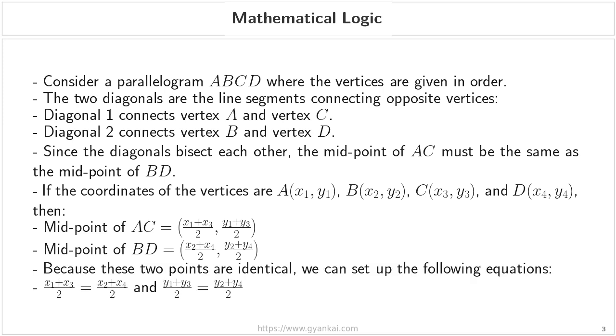Since we have established that these two midpoints are actually the same point, we can set these expressions equal to each other. This gives us two very useful equations. x₁ plus x₃, all divided by 2, equals x₂ plus x₄, all divided by 2. And likewise, y₁ plus y₃, all divided by 2, equals y₂ plus y₄, all divided by 2. We will use these exact equations to solve the practical example coming up in the next few slides. Now that we understand the concept of bisecting, let's translate that into mathematical logic.